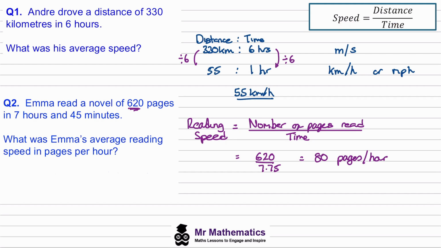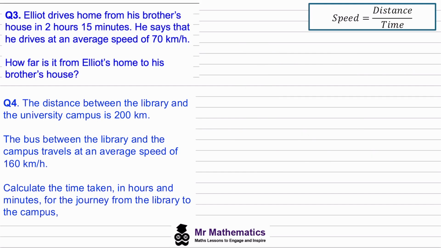Okay? In our next examples, we're going to use this equation to find distance and time when we're given speed. Okay, so for example 3, we're told that Elliot drives home from his brother's house in a time of 2 hours and 15 minutes. He says that he drives at an average speed of 70 kilometers per hour. We've been asked to work out how far it is from Elliot's home to his brother's house. So perhaps you want to try this question yourself. You can pause the video, and when you come back, we'll go through the worked solution.